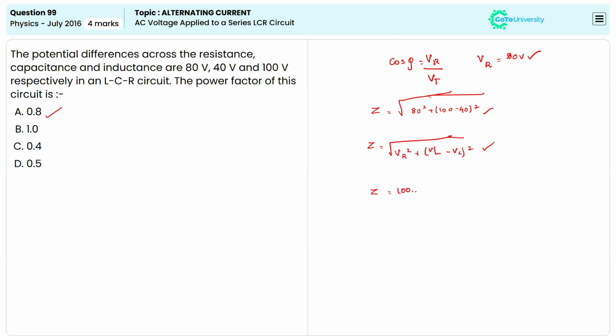So now we have the value of Z. So from this, we can calculate the value of VT. VT here is nothing but the value of VR square plus the value of impedance square, which will give the value 100, right? So now we have Vt and Vr. So we can write cos phi is equal to 80 divided by 100, which is equal to 0.8. So that's why the correct answer here is option A.